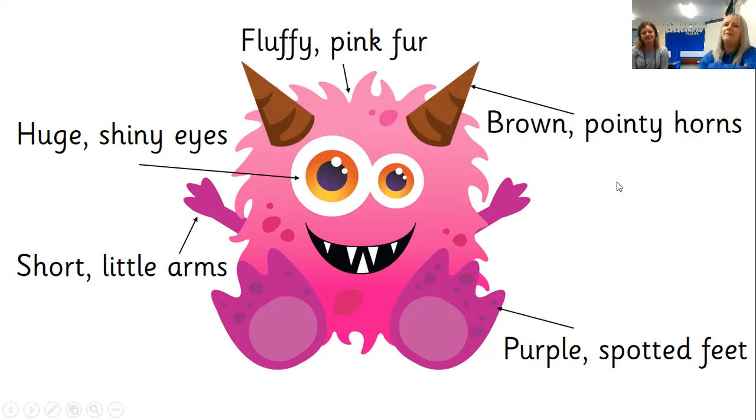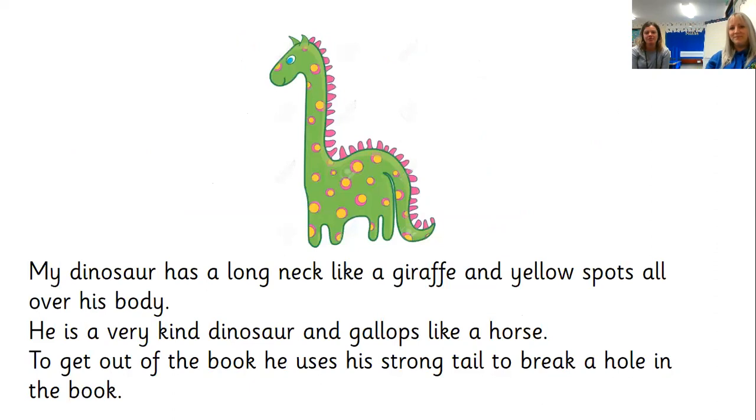Now, I think my character, to get out of his book, needs to have a trampoline, and I think he needs to jump really, really high on that trampoline so that his huge horns can poke through the pages and he can burst out the top. Miss Hector, have you got any ideas about what character Tom Fletcher could use? I think that I would like to make a dinosaur. So my dinosaur has a long neck like a giraffe and yellow spots all over his body. He is a very kind dinosaur and gallops like a horse. And to get out of the book, I think he uses his strong tail to break a hole in the book.